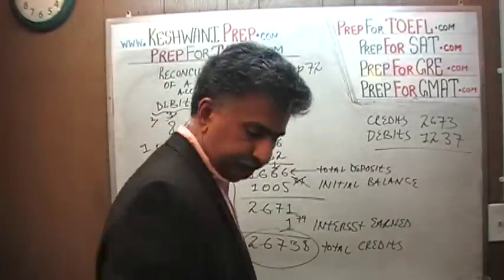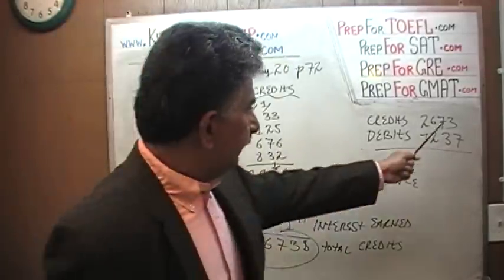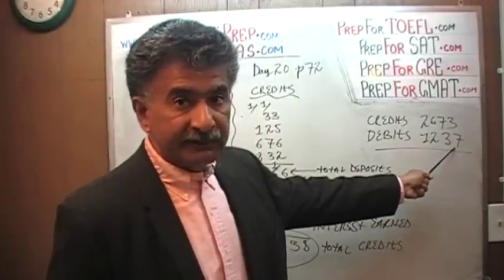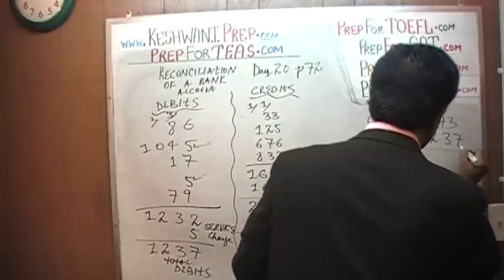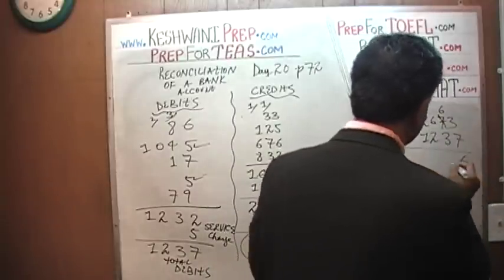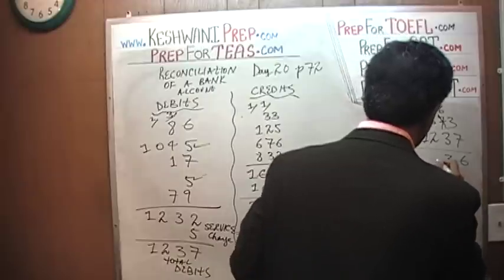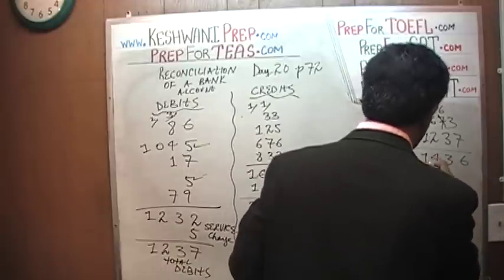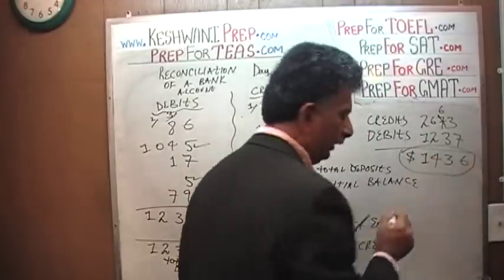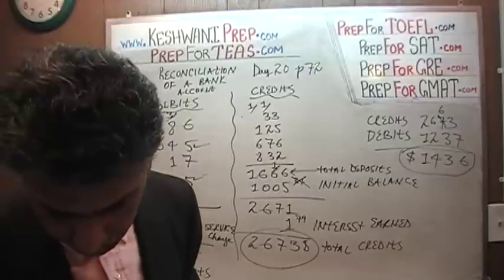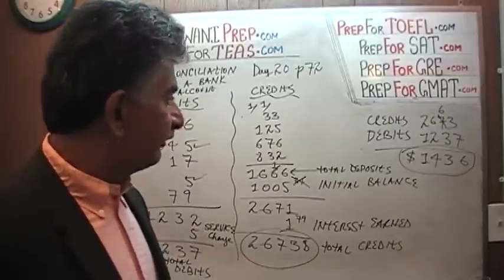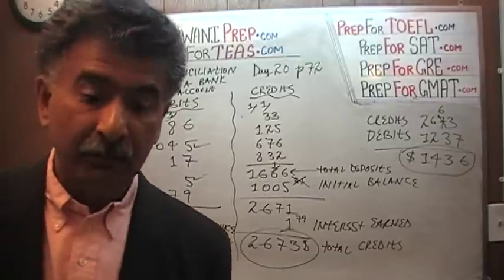So we're going to get 13 minus 7, 14 minus 7 is 7, so it's going to be 6. And this 7 becomes 6. 6 minus 3 is 3. 6 minus 2 is 4. And 2 minus 1 is 1. It looks like our ending balance should be $1,436. And that amount actually is going to be pretty damn close to the real thing.